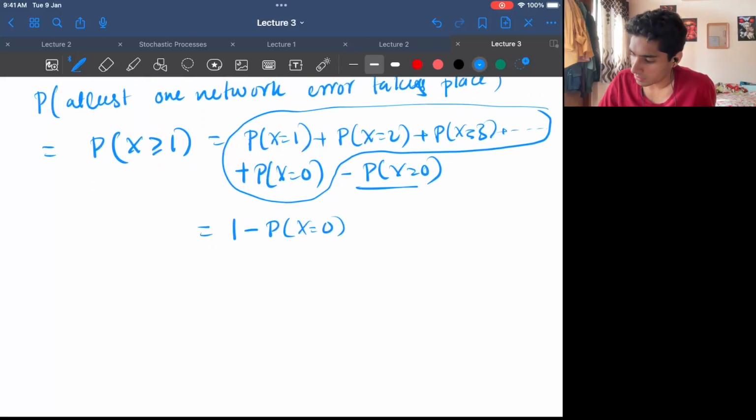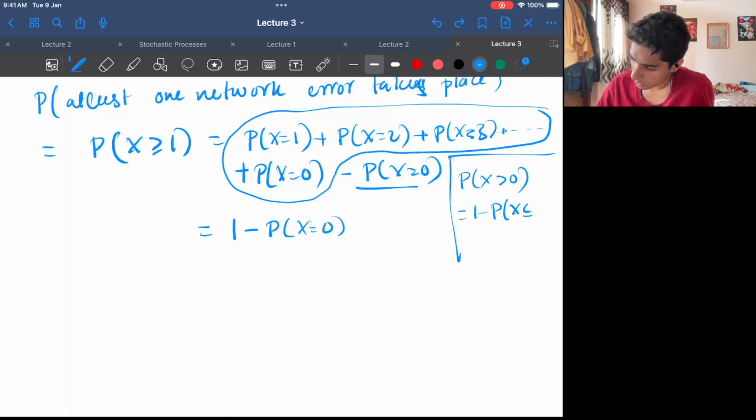Is this clear? I'm just using the fact that one can also think of it as probability of x greater than 0 is equal to 1 minus probability of x equal to 0. So it's like these two events are complements of each other, so you can just take the complement because calculating this is easier as compared to calculating this, right?